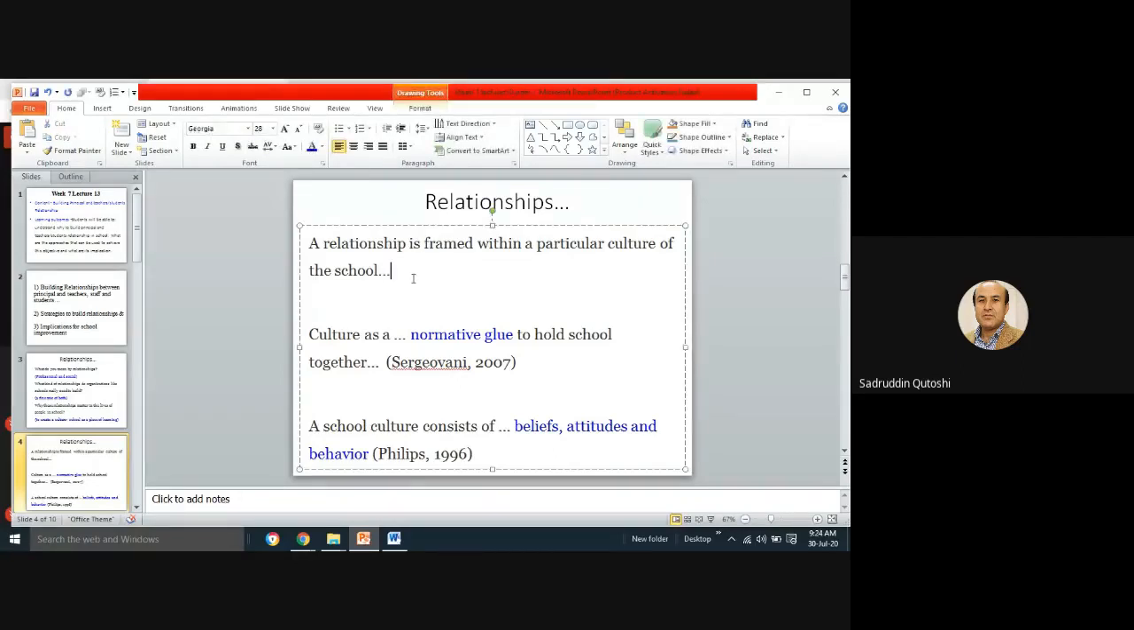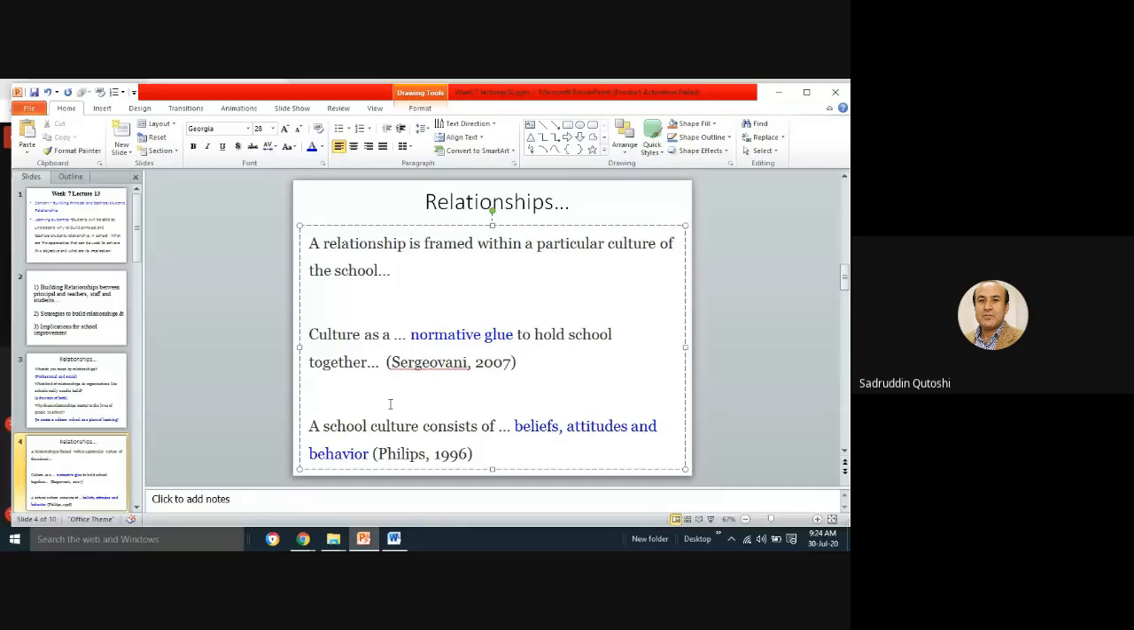If you have a healthy relationship among all stakeholders, including students, teachers, parents, community members, principal, and all those staff members, if everyone is engaged, if everyone has a very positive relationship, that positive relationship helps the school to improve. So that's why relationships are very important in the context of school life.